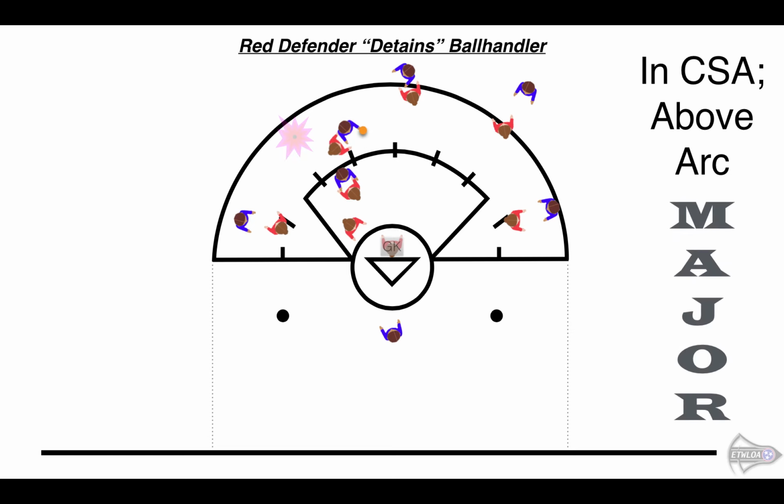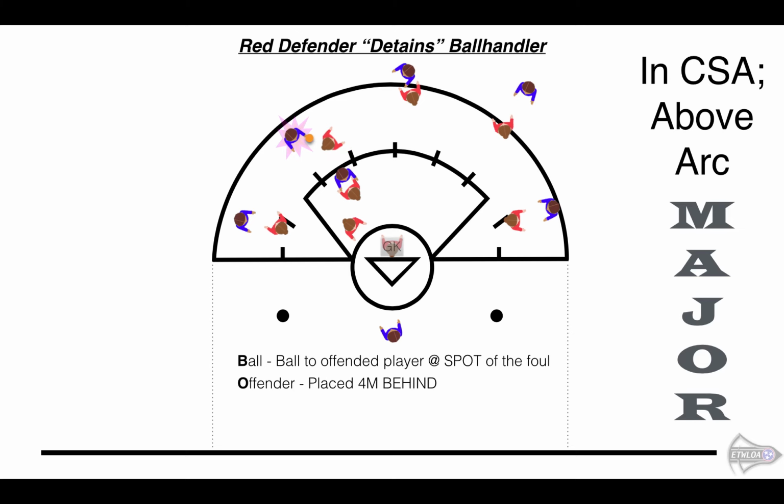We'll administer this as a major foul by returning the offended player and the ball back to the spot of the foul. The offender will be placed 4 meters behind the free position, and others will be moved 4 meters away from the free position, and a lane will be cleared prior to the lead restarting with their whistle.